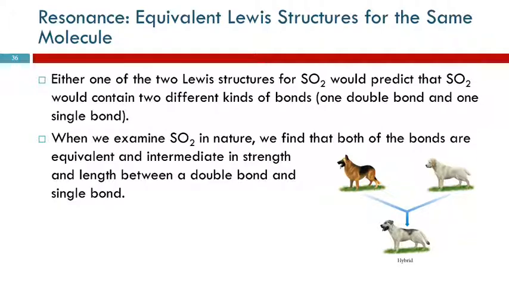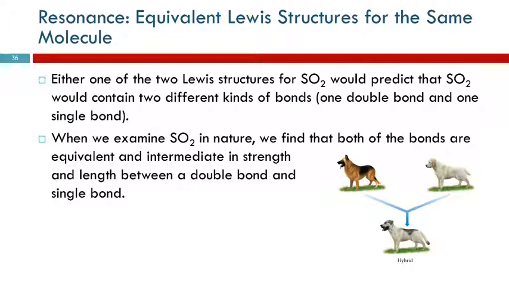So, as I mentioned, when we examine SO2, we find that both of the bonds are equivalent. They're intermediate in strength and length between a double and a single bond. They're like a 1.5 bond. It's a hybrid, an average.